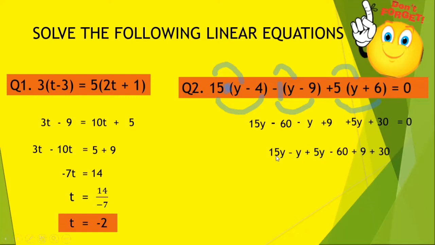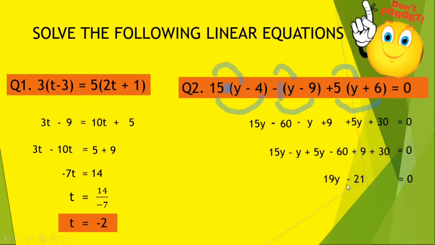Now here follow the rules. We go in a sequence when addition and subtraction is there. Nothing is there before y means 1 is there. 15 minus 1 is 14, and 14 plus 5 is going to be 19y, minus 60 plus 39. We subtract, we get minus 21. And this is how we get 19y minus 21 is equal to 0.